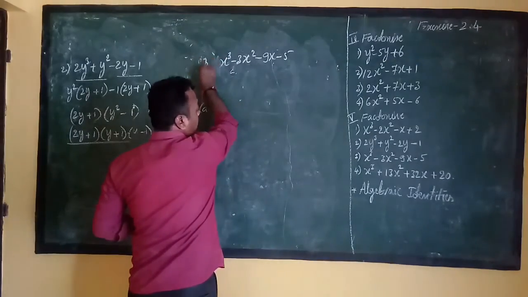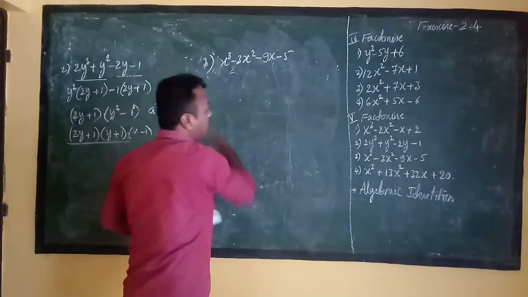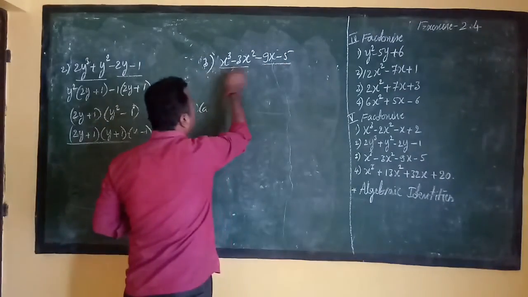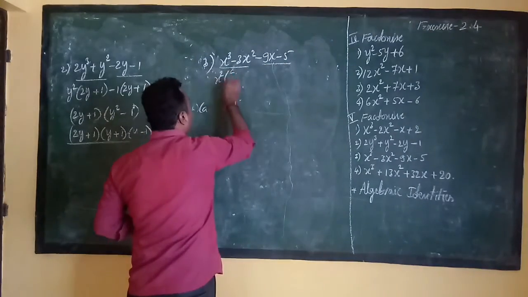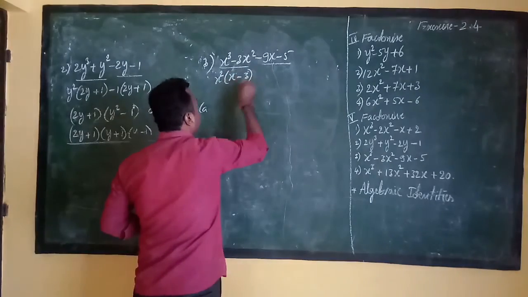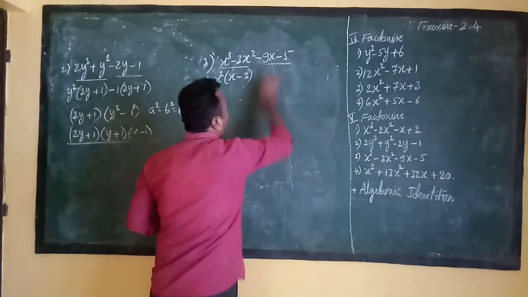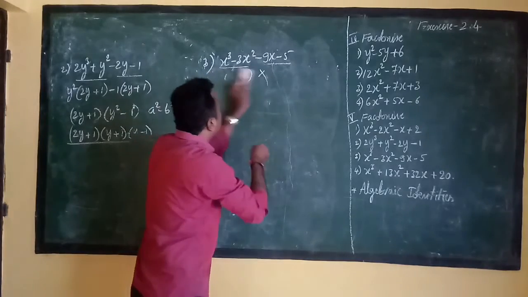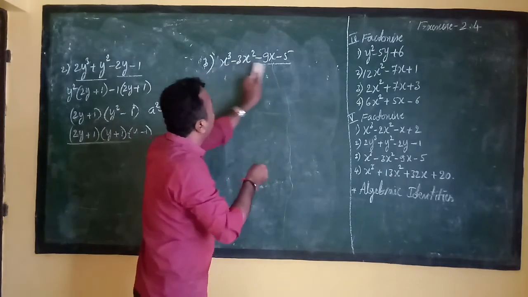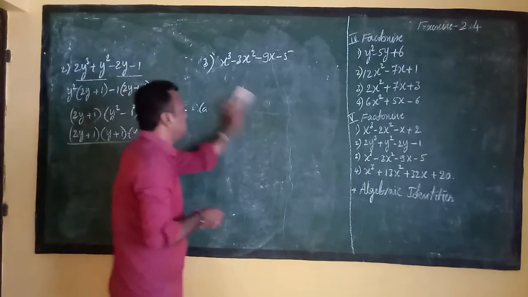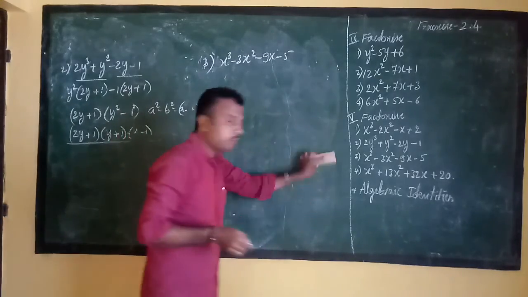Fourth question, number 3. Yes, let us do the grouping. So these are one group. x square is one group's common factor and the remaining is x minus 3. Here there are no common factors, therefore we cannot solve it by the grouping method. We have to go to the inspection method, correct?